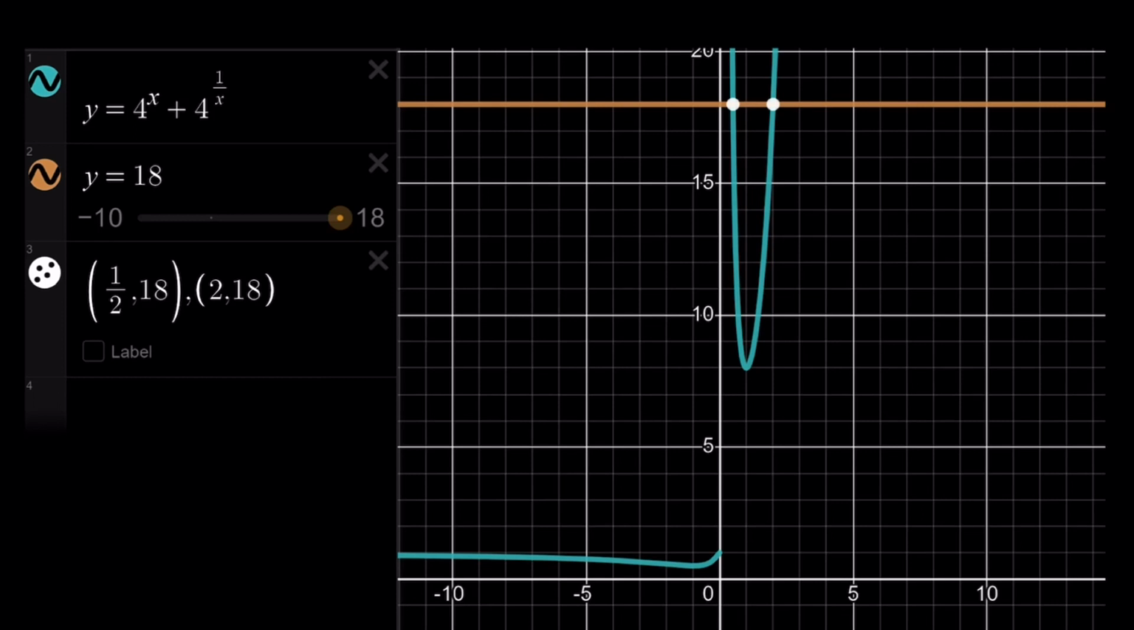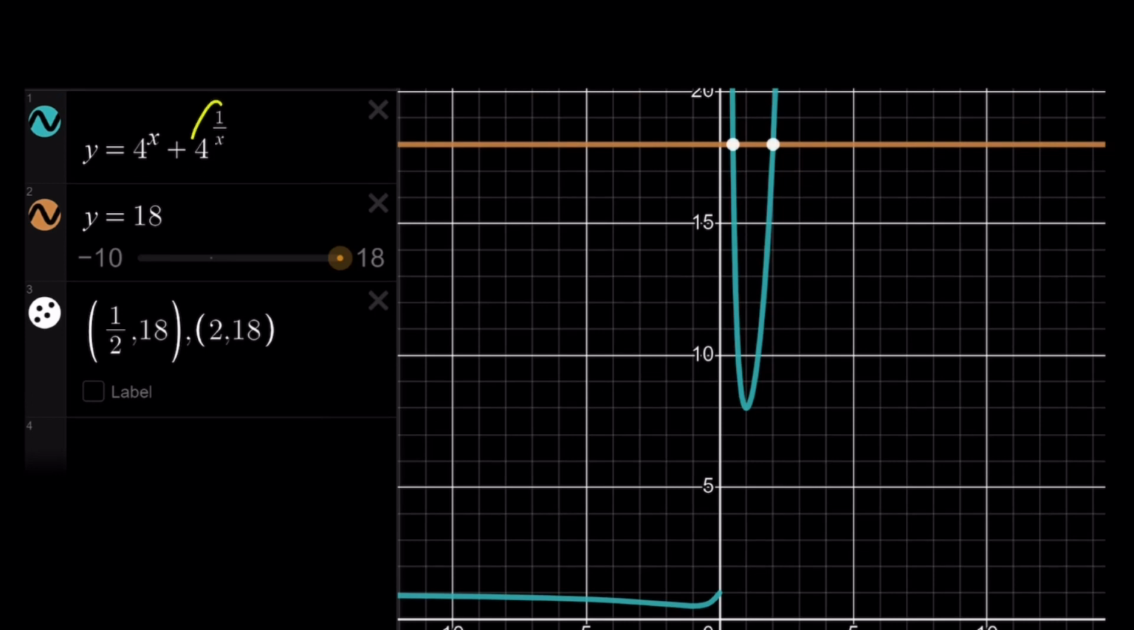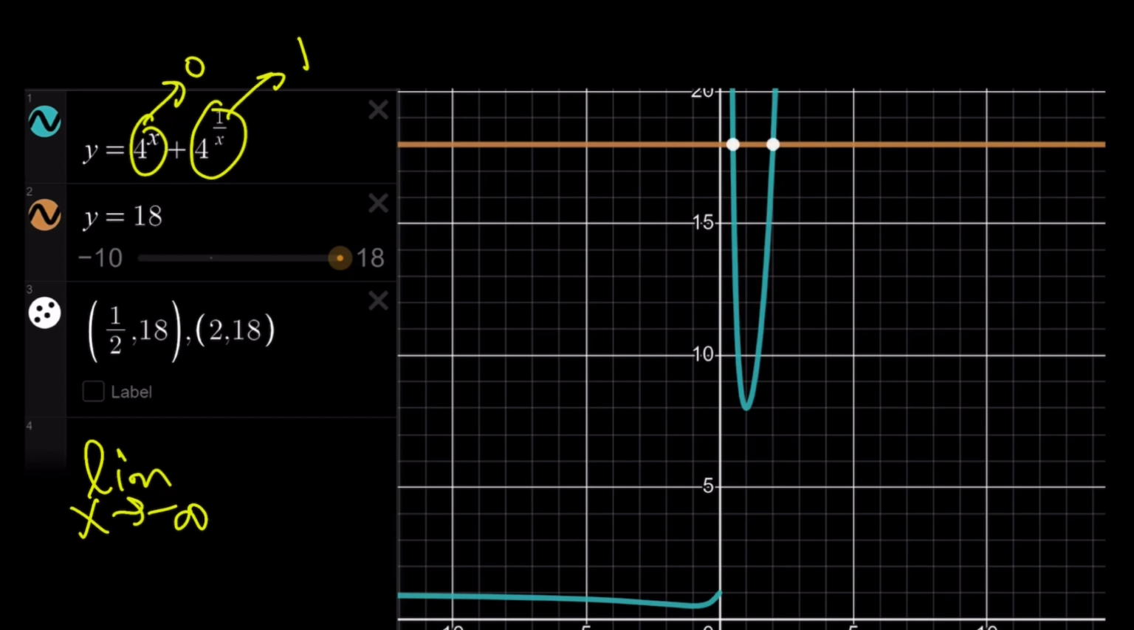So this has another minimum, actually two minimums, but that is for the negative values. You don't have to worry about it because as x approaches negative infinity, you can tell what the limit is going to be, right? As x approaches negative infinity, 1 over x approaches 0, so 4 to the power 1 over x approaches 1, and 4 to the x approaches 0. Therefore, the limit as x approaches negative infinity of f of x is going to be 1.